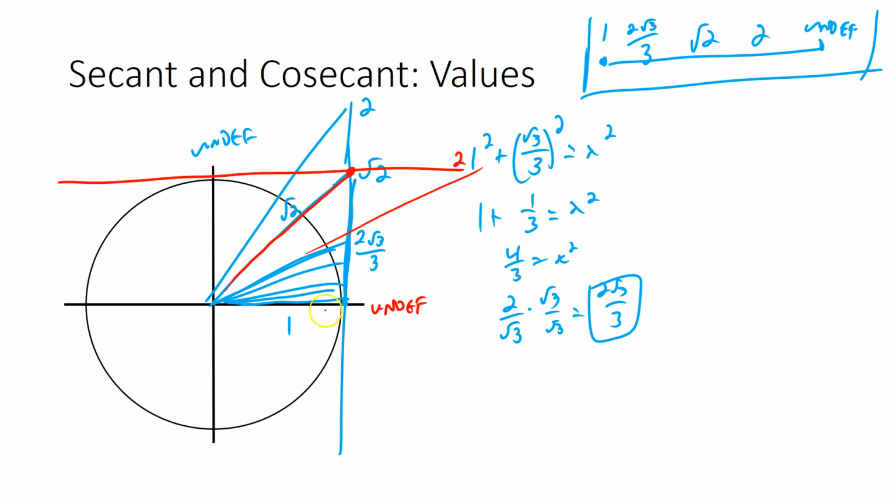Same spot for both secant and cosecant. That's going to be a root 2. Then here we have a 2 root 3 over 3. And then we'd have a 1 over here, right? So it's just going to go backwards for cosecant, sorry. So cosecant is just going to go backwards.